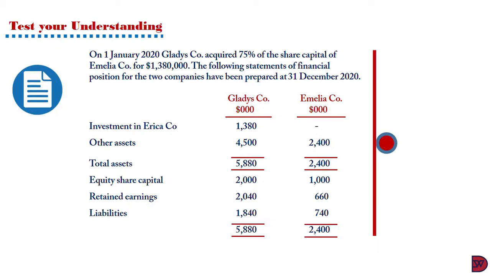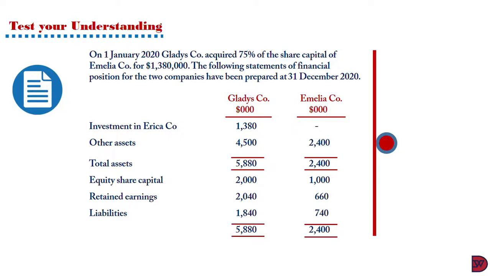On 1st January 2020, Gladys Co. acquired 75% of the share capital of Emilia Co. for $1,380,000. The following statements of financial position for the two companies have been prepared on 31st December 2020. So the investment in Emilia Co. is shown here. You have the other assets for both companies. Then the total asset is $5,880,000 for Gladys, $2,400,000 for Emilia.